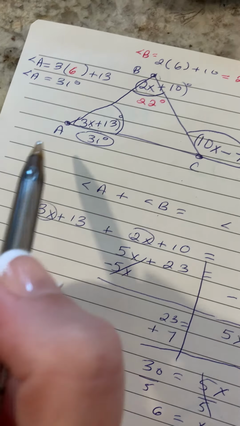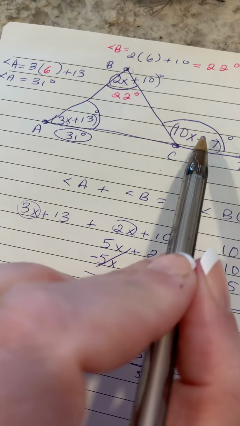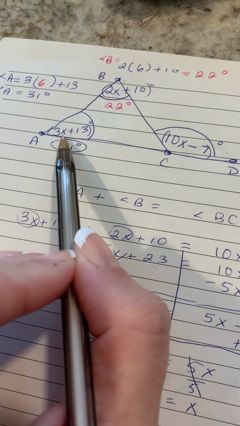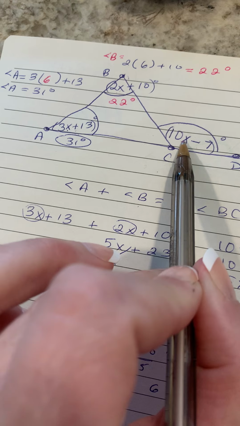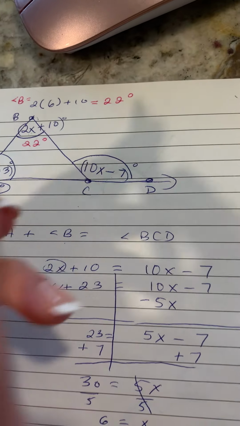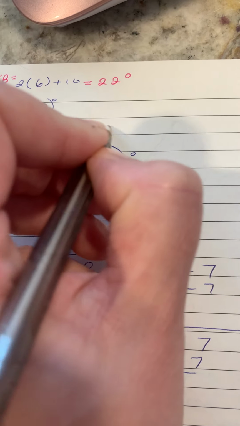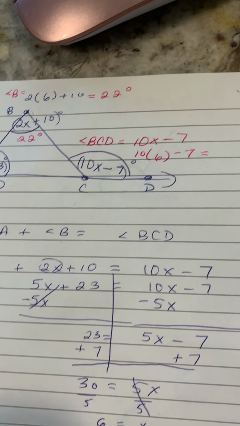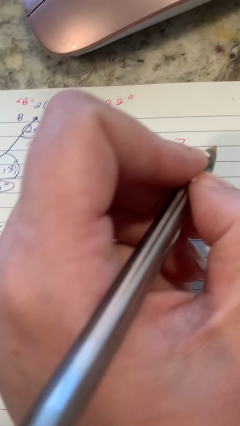So I have 31 and 22. I bet you this one is going to be 53, just because I know that this one plus this one equals this one. But I'll double check, because I know when I add those up, I get 53. I'll double check by plugging it in though. Angle BCD is equal to 10x minus 7. So 10 times, x was 6, right? Minus 7. So 10 times 6 is 60. 60 minus 7, 53. I knew it.